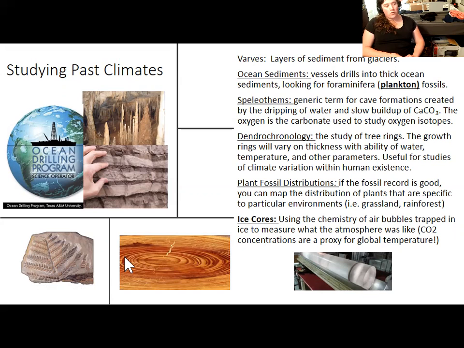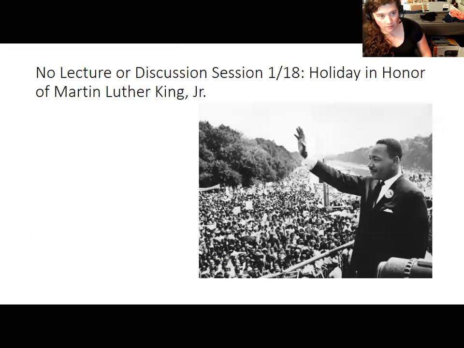Lastly, you can use ice cores. You can use the chemistry of air bubbles trapped inside of the ice to measure the chemistry of the atmosphere, particularly the concentrations of CO2 and other greenhouse gases. Because in general, if the atmosphere had more CO2 and other greenhouse gases, it's going to be a warmer climate. And we can see how that's changed over time by looking at the air bubbles that are trapped inside of glacial ice.